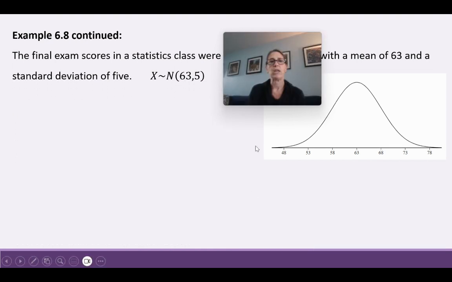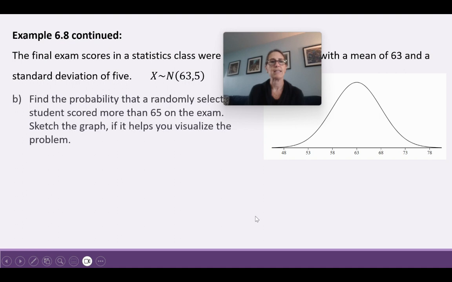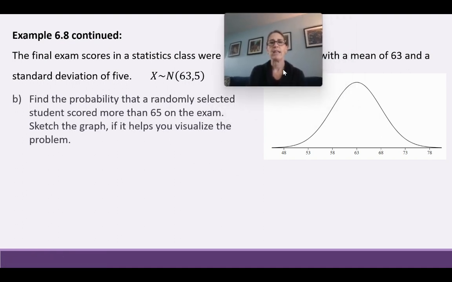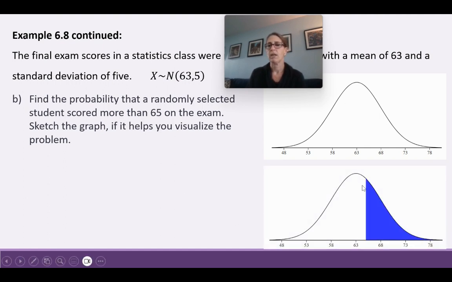So same situation for our statistics class. Find the probability that a randomly selected student scored more than 65 on the exam. Again, sketch the graph if it helps you visualize the problem. So now we have our line here at 65, and we're shading to the right of our number. Then what we have to do is calculate the less than value, and we subtract that from 1.